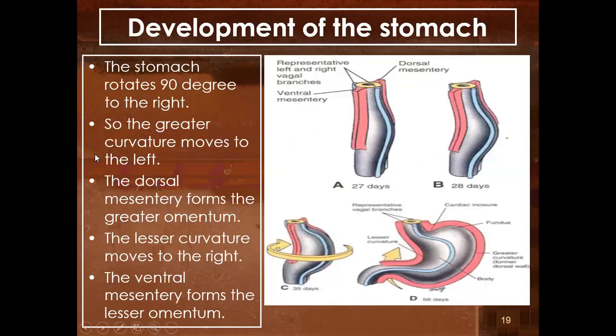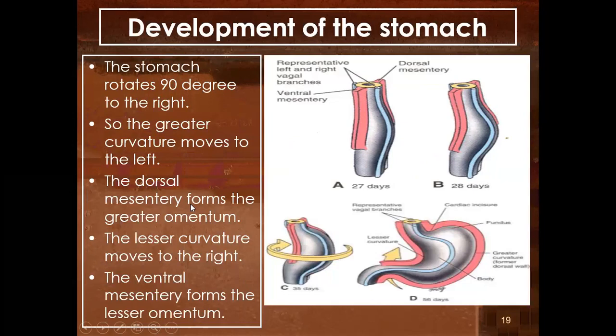So the greater curvature moves to the left, as you can see here. Here is the anterior border, this is the posterior border. Now it has rotated, and now it becomes the greater curvature, and it becomes the left border.